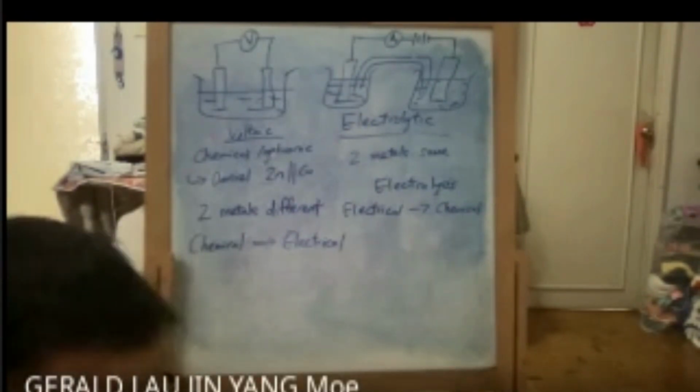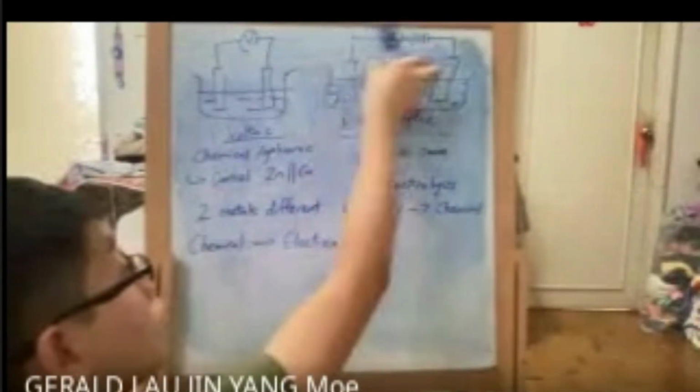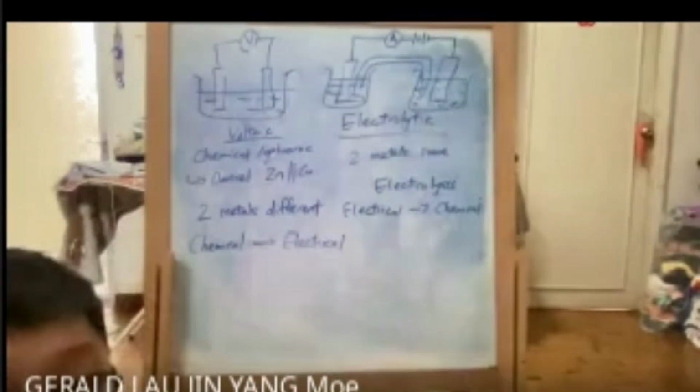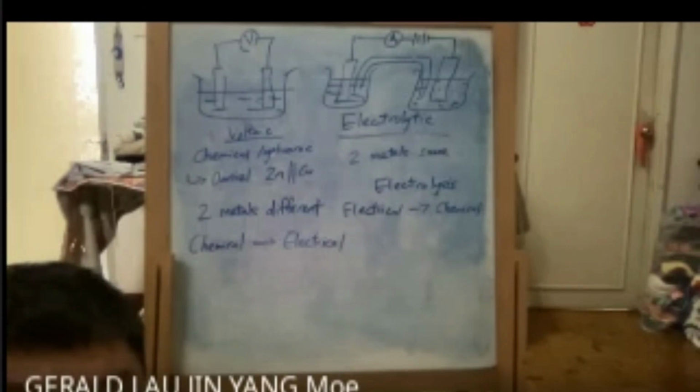Can you understand? Okay, I repeat. Voltaic cell, chemical change here, produces current here, electrical current. Here for the electrolytic cell, because the battery has electrical energy, it will produce electrolysis, electrical change here. Can you understand? Can. Good. Okay. Another difference.